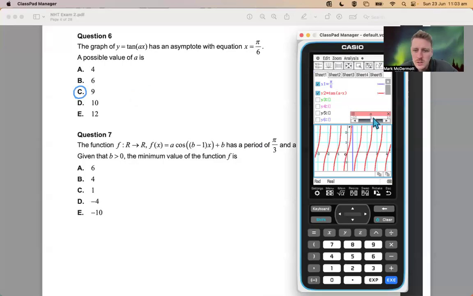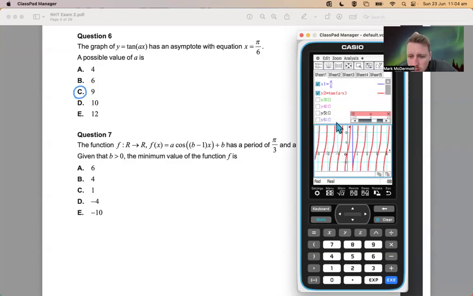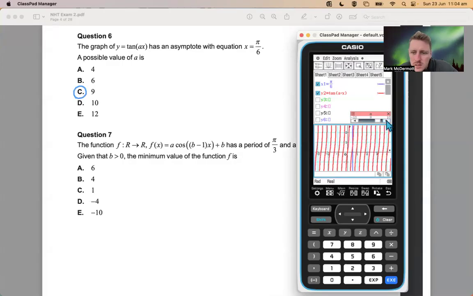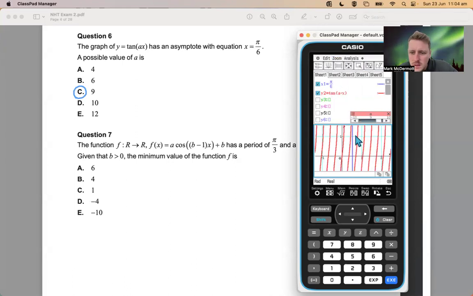So let's change these values. If I go settings, I can just check all the options. If I press 4 and press OK, I think that crosses there. So I think that's no good. Let's do a being 6. That definitely crosses at 6. 9, as you can see, looks pretty good. It looks like it asymptotes along there. So if I zoom in, looks like we're getting an asymptote situation there.